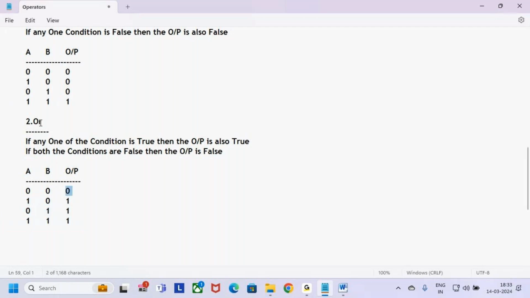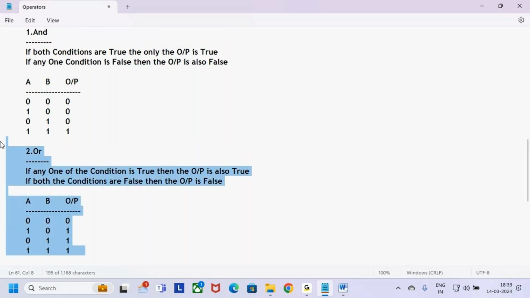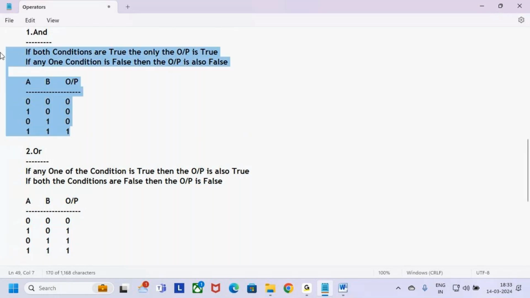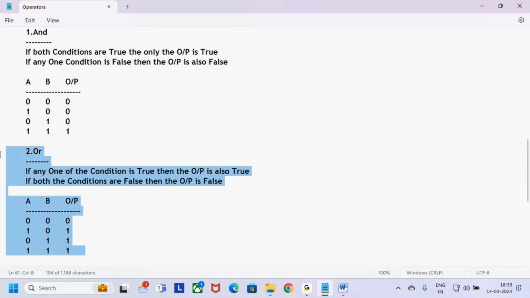When do we get the output as false in the OR operator? Whatever conditions you are defining, if both the conditions are false, then the output is also false. So this is the functionality of the OR logical operator. How to understand the difference between the AND operator and the OR operator is simple. In the AND operator, we get the output as true only if both the conditions are true. In the OR operator, we get the output as true if any one condition is true. This is how to remember the AND operator and OR operator easily.